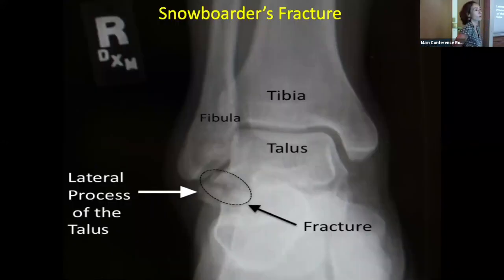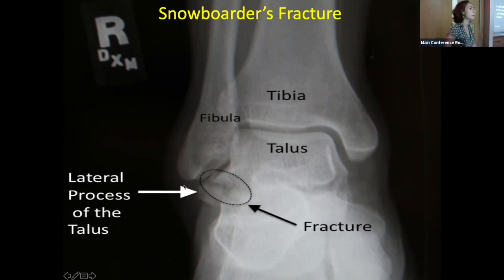It's called a snowboarder's fracture, because it's really, really common in snowboarders. And what it is, it's a lateral process fracture of the talus. Usually, you could just be very suspicious of this in a snowboarder who says, "I sprained my ankle," especially if they were dorsiflexed and everted.